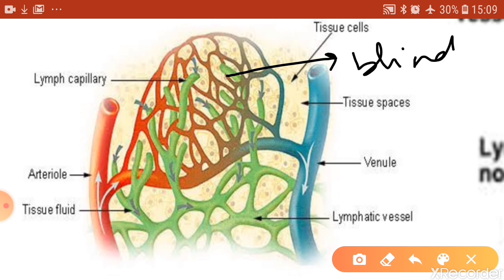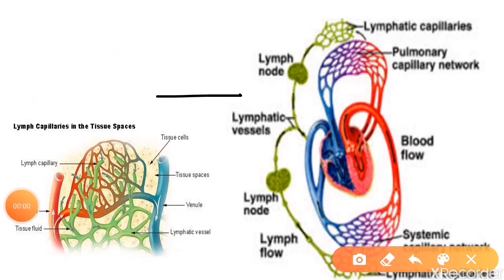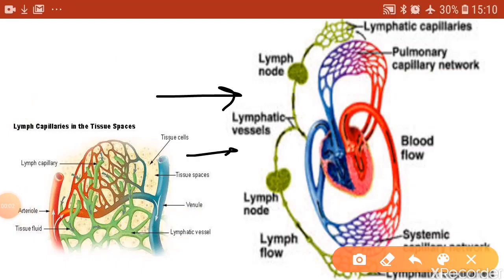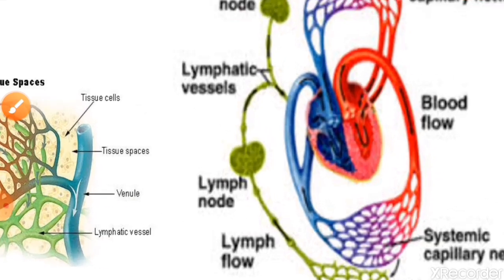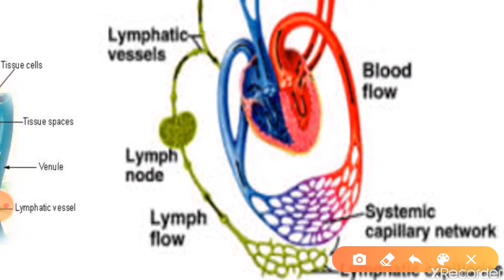They end blindly in the tissue region, and on the other side, the lymph capillaries are connected to blood vessels. Now the diagram that you see here shows how the blood and the lymph circulate in our body. Just have a look at this region. Here, as I have just told you, in the tissue region you find both blood capillaries and lymph capillaries.